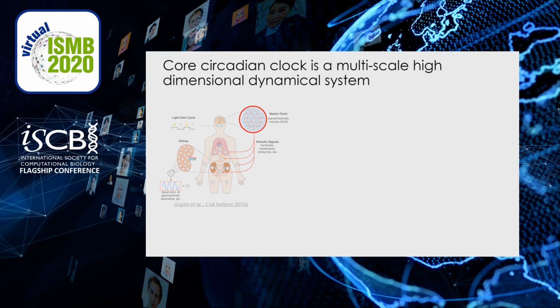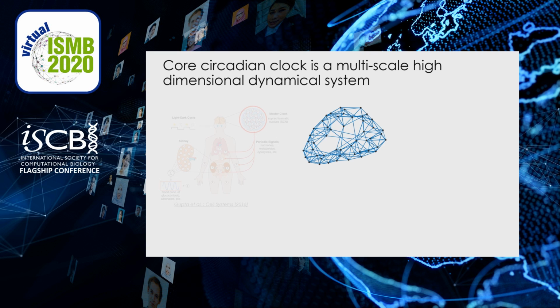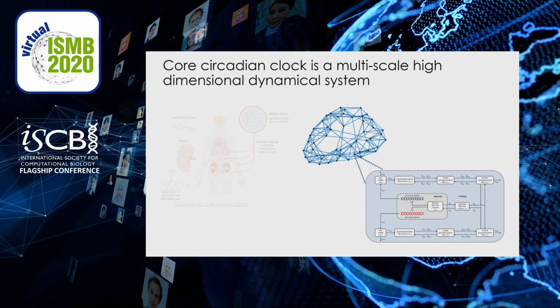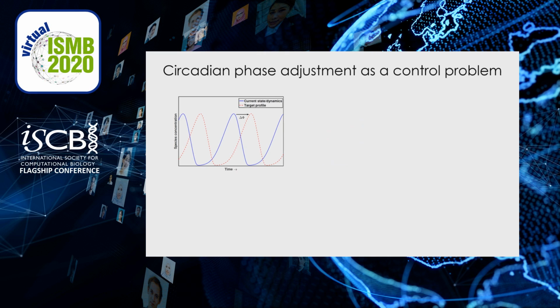So at its core, this core circadian clock is a network of specialized neurons, and each neuron or cell in this network has a gene regulatory network, which you can see from this wiring diagram, has a few species and has fairly high dimension in itself. So you can see that this system spans multiple scales and has a lot of species that are of interest.